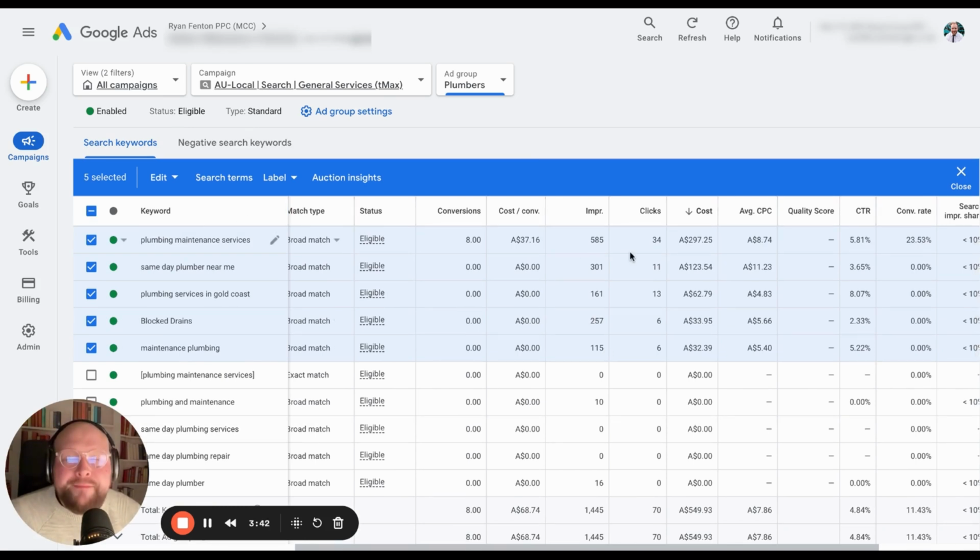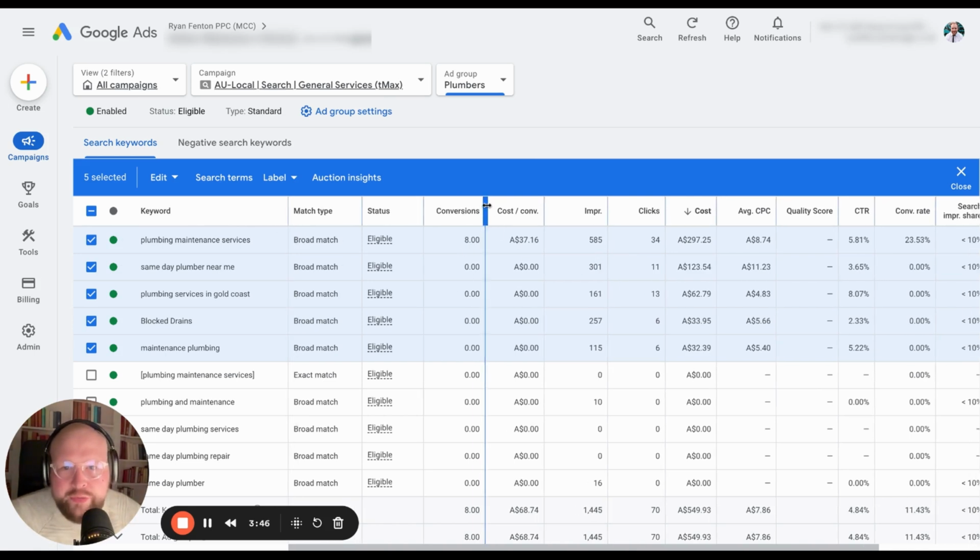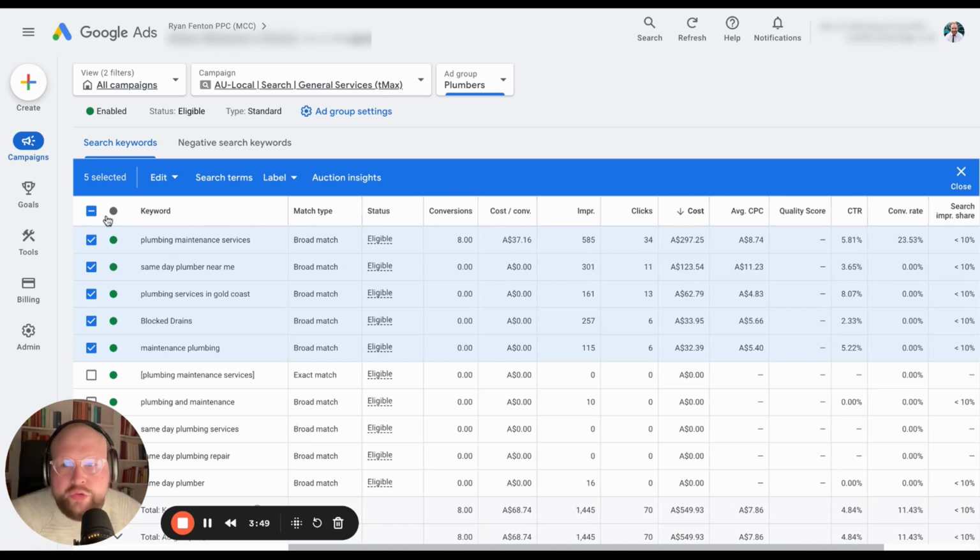This happens in many accounts that I audit or manage, where I've tested broad match so many times. You'll usually see 1 or 2 keywords take the lion's share of the cost, with everything else falling by the wayside. And it's no different here. You can see that plumbing maintenance services has been the best performing keyword. It's a broad match. We've had 8 conversions, and we spent just under $300 on that for cost per conversion.